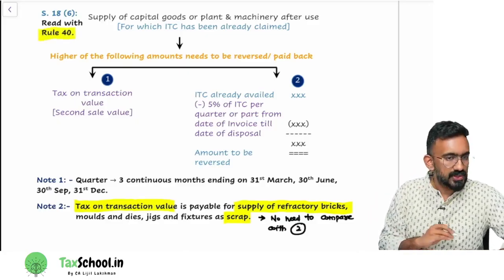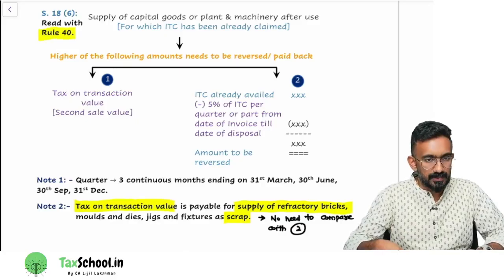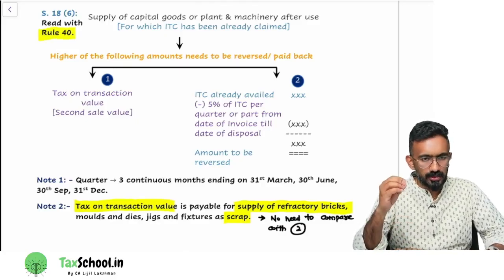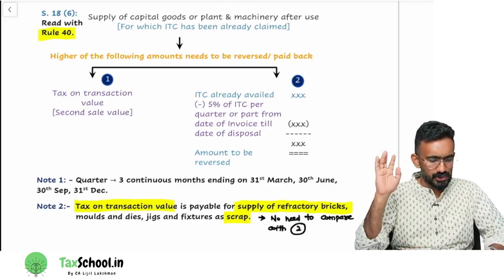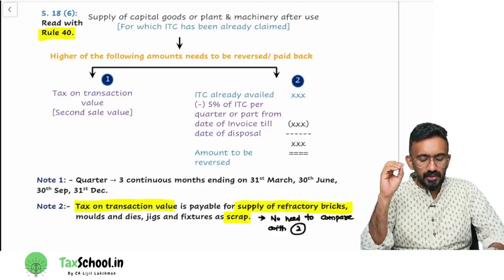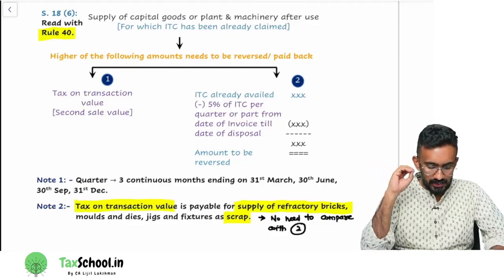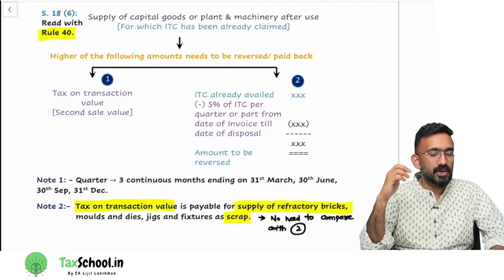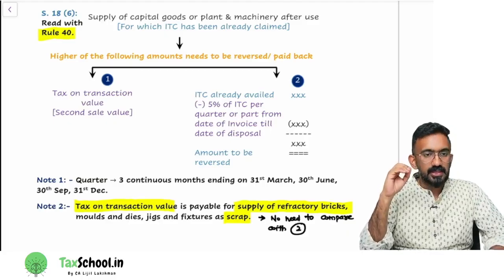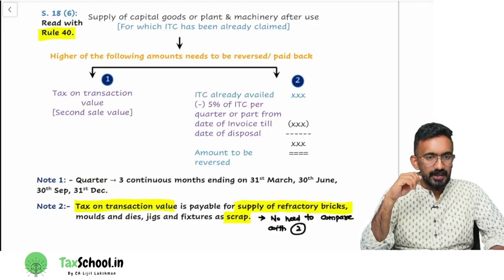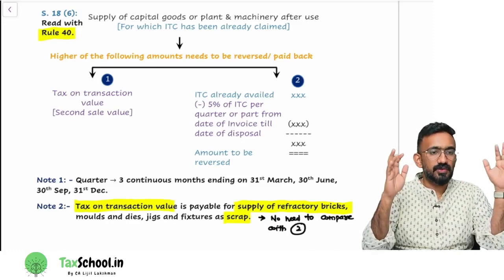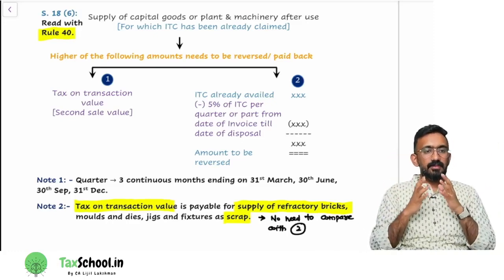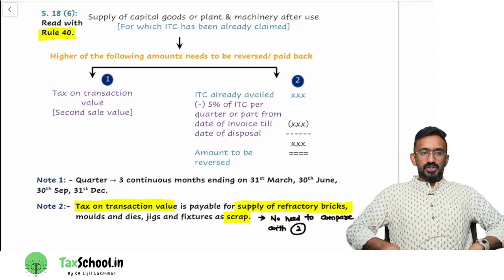So it talks about the same thing. Talks about capital goods. So let me read you through the provision, give you a quick understanding of it and then finish it off. Supply of capital goods or plant and machinery after use, for which ITC has been already claimed. They're saying that if you have purchased capital goods, there is no special provision for availing ITC. You will avail ITC in the month in which you satisfy all the section 16 condition.